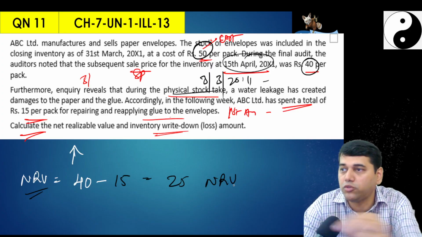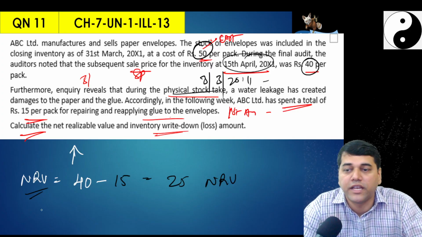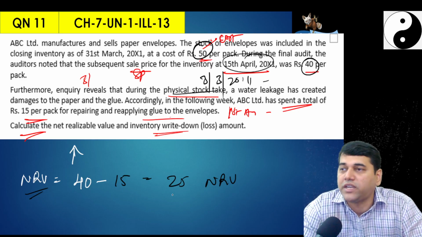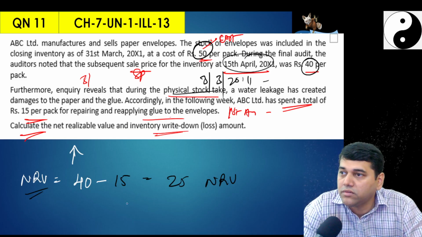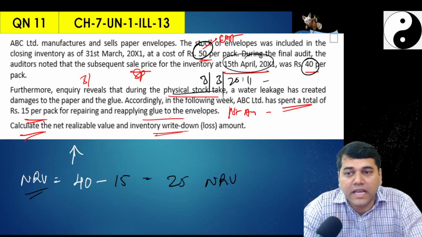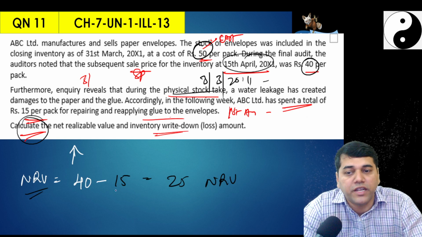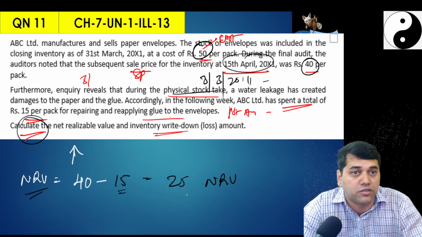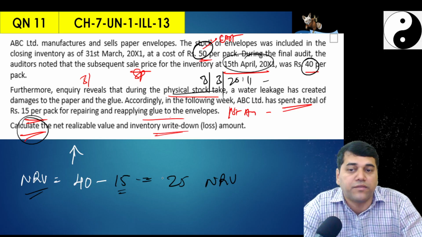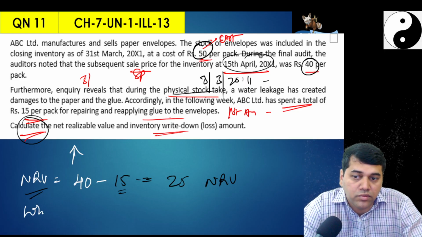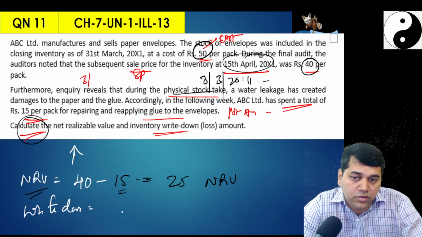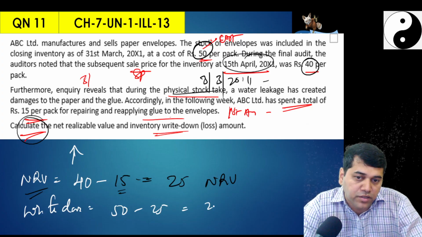Okay, you can just make a note. Calculate NRV. NRV is equal to 40 minus 15. Yes, Prithvi, are you clear now? First question, calculate NRV. NRV is equal to 40 minus cost of completion, not cost of sale. It's 25. Is there any write down required? Yes. Write down is equal to 50 minus 25, which is 25.